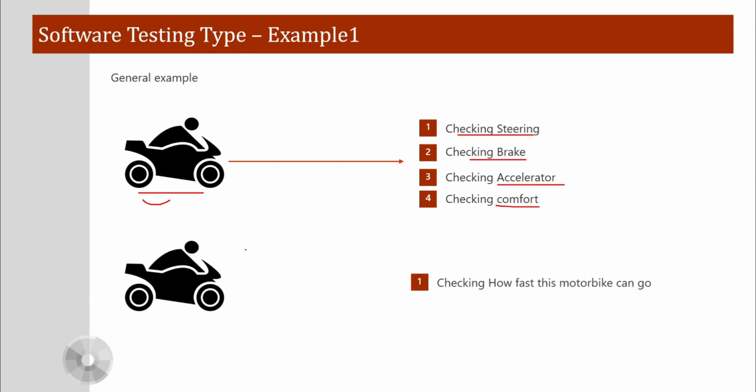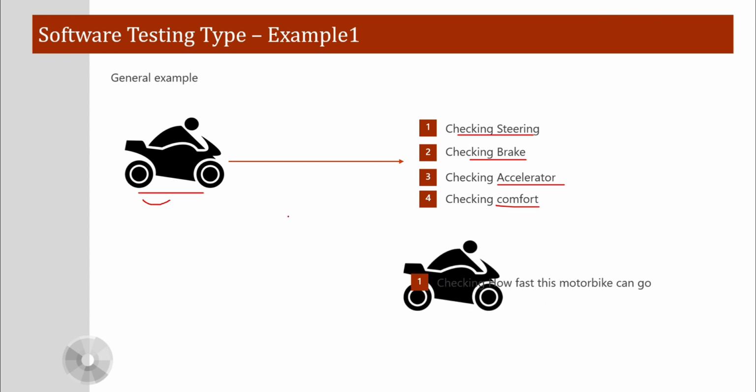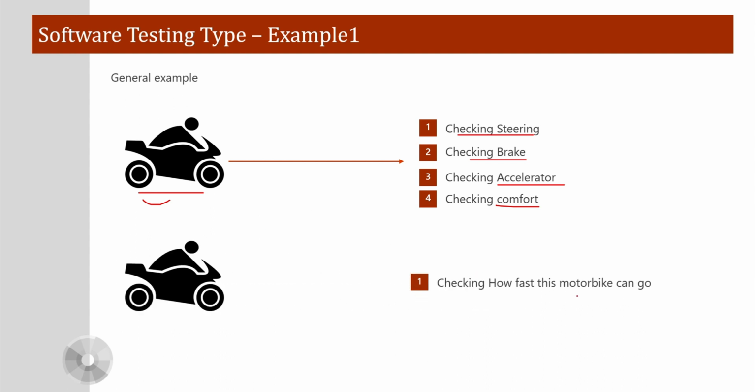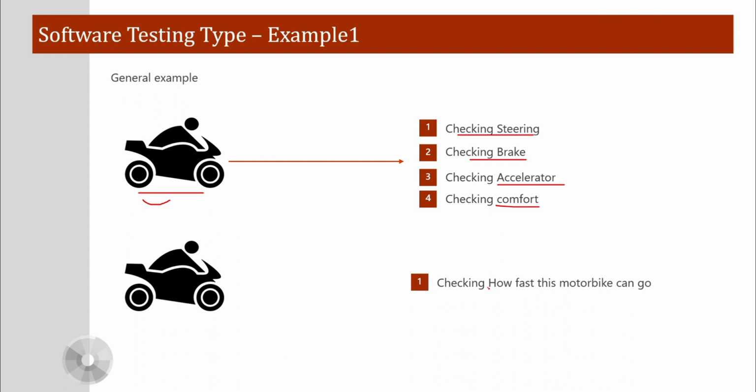But let's say you are checking how fast this bike can go. This is beyond the functionality. So when you're checking something which is beyond the functionality, we call it non-functional testing. Here we are checking how fast this bike can go. This is not part of functional testing. We are checking something beyond functionality. So any testing that we do beyond functionality, we call non-functional testing. And here we are checking how fast this motorbike can go. That means we are checking the performance. That's why this is non-functional testing, which is performance testing.